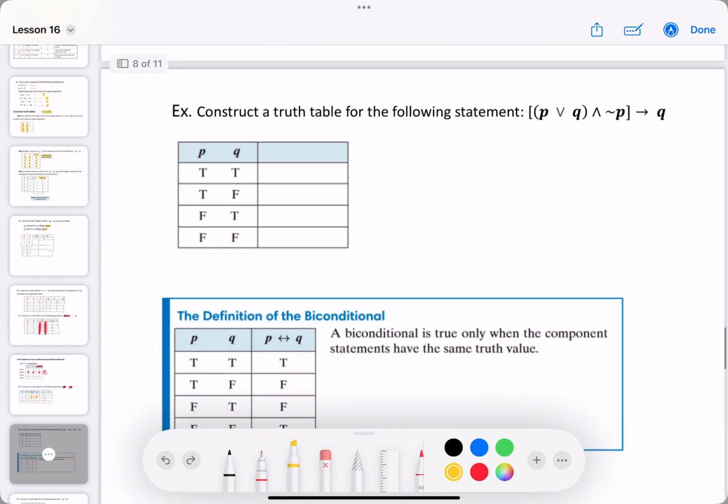Okay, let's see the next example. Construct a truth table for the following statement. It is a complex one. We have in the parentheses P or Q and not P. This is my first statement. Oh, this is a conditional one. So how to read it? We say if P or Q and not P, then Q.